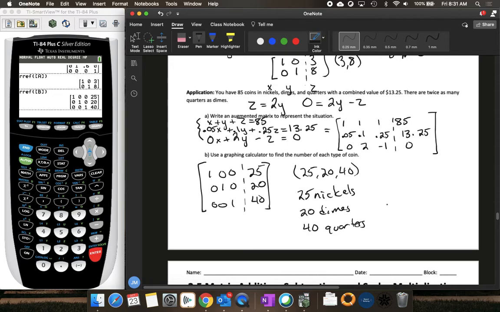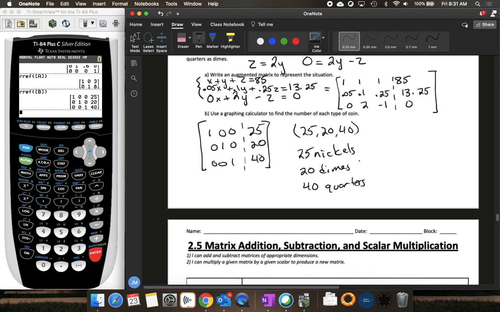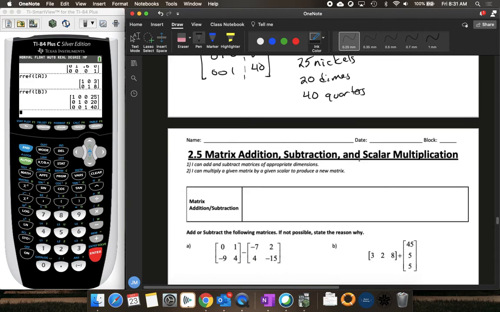All right, in future videos, guys, what we're going to talk about is how matrices can actually do some of the same things that numbers and functions can, and that we can add, subtract, and multiply them. So we'll talk about that next time.